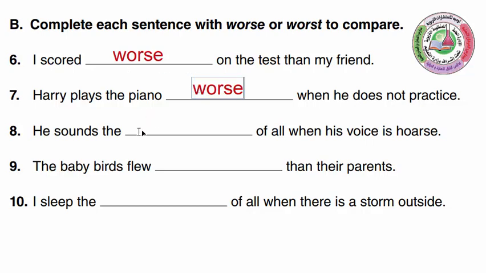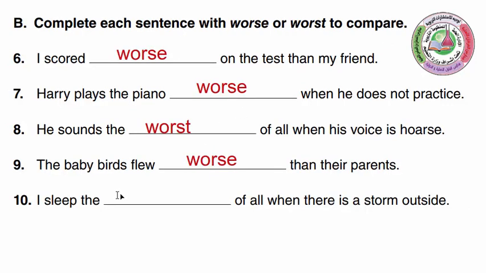He sounds the something of all when his voice is hoarse. Right? When you have a sore throat, you can't speak well. The worst. The baby bird flew something than their parents. Worse. Right? Comparing the baby birds and their parents. So the baby bird flew worse than their parents. I sleep the something of all when there's a storm outside. I sleep the worst when there's a storm outside. I can't get much sleep, alright? So I sleep the worst.